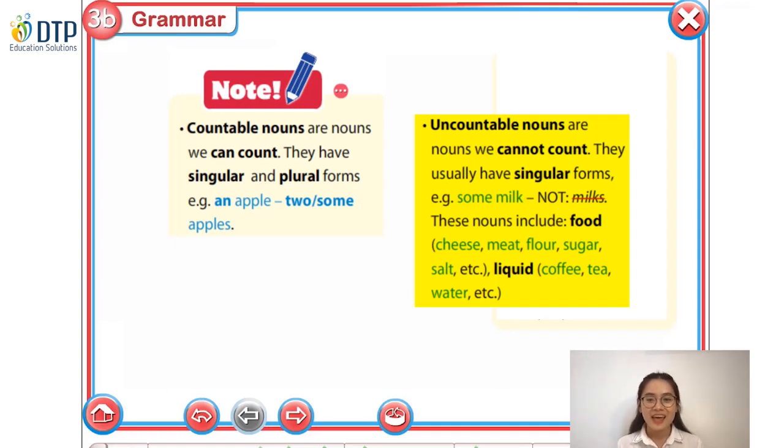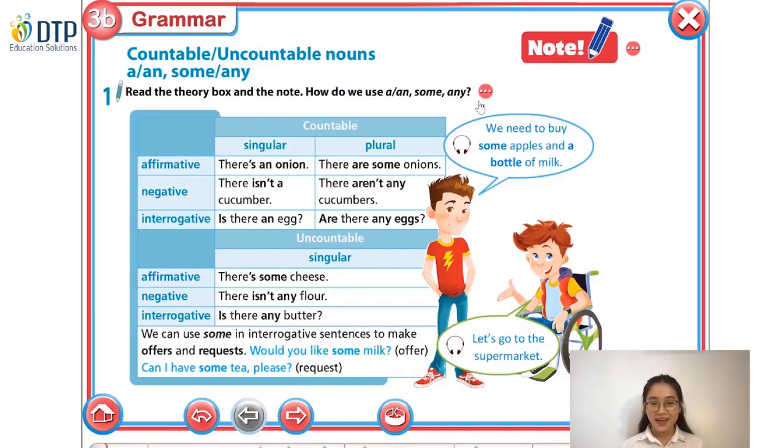Đúng chưa nào? And these nouns usually include food or liquid. Và những cái danh từ này thường gồm những cái từ chỉ đồ ăn này, hoặc là những từ chỉ chất lỏng này. Food, for example, cheese, phô mai, meat, thịt. Or liquid, for example, coffee or tea. Now, let's get back to our lesson.